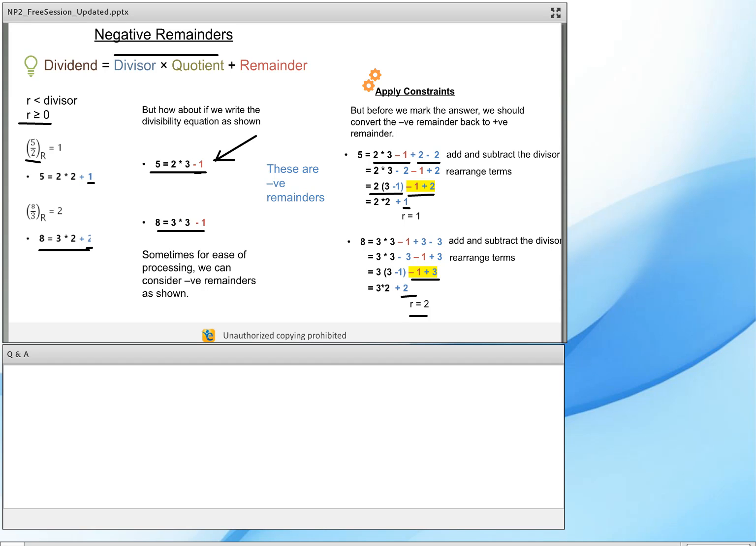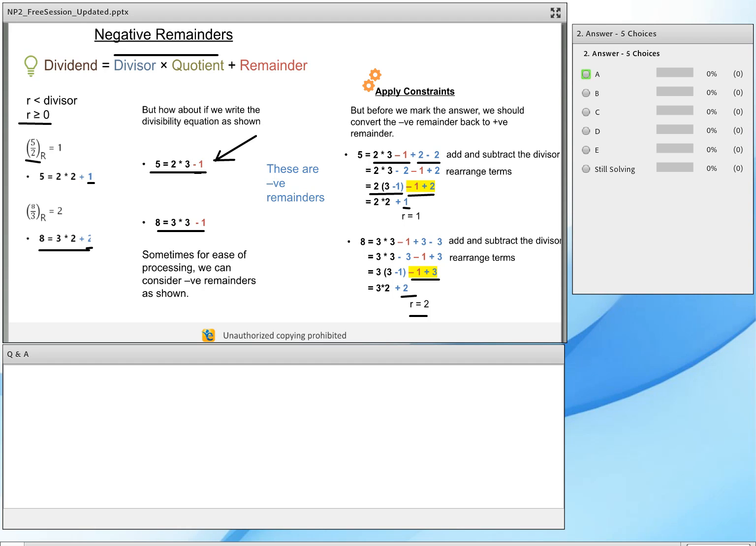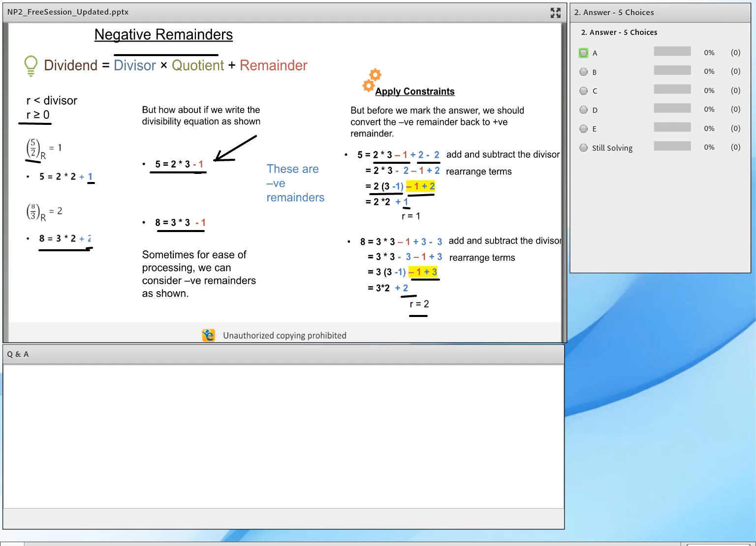And let's see how we apply this particular concept on certain questions. So I'm going to reopen the poll. Let's select still solving. Let's get 80 people to select still solving before I show the next question.